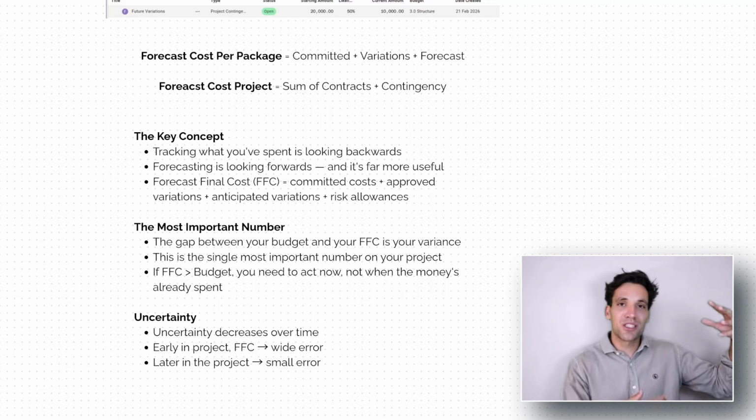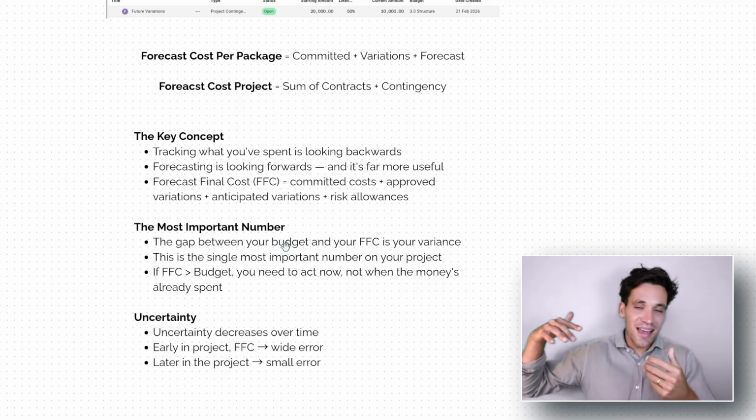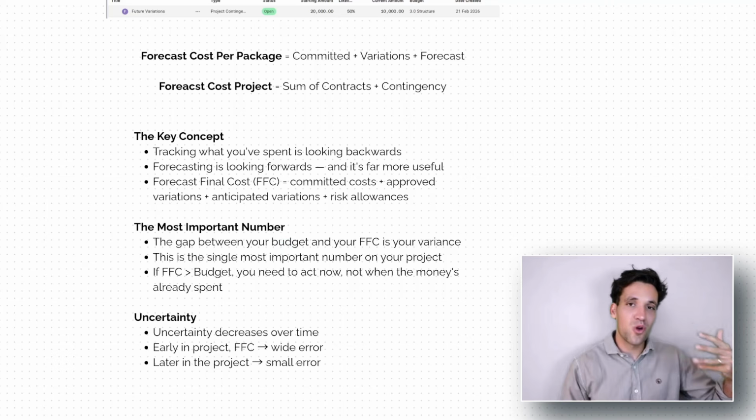And by forecasting out this number, by knowing our forecast final cost, we can act in a way to change it. Obviously, if we've already spent all the money, we know what our true costs are, we can't do much to fix it. Again, this comes back to that principle I was talking about: the earlier we can flag when things are going to go wrong, the earlier we can work out where the problems are in our project, the quicker we can do things about it.